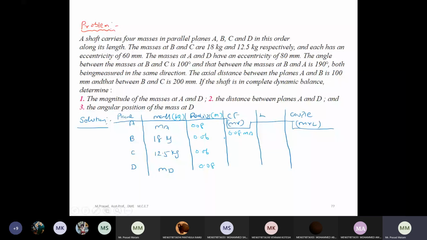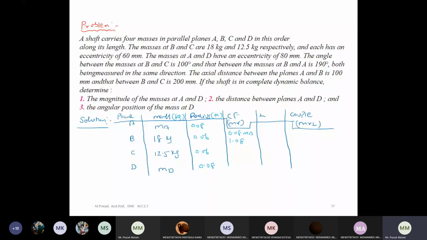Can anyone answer this value? Yes, students, fast. 18 into 0.06. Can anyone answer? Yes, students, fast. Open the calculators and try to solve. 18 into 0.06. The answer comes as 1.08. Where is the right?